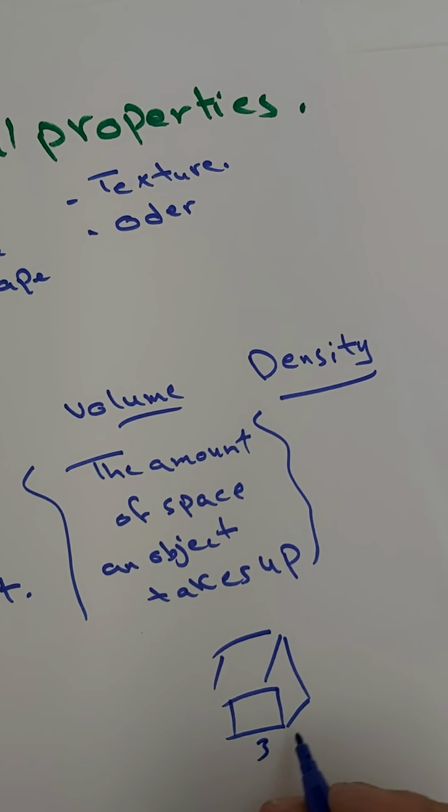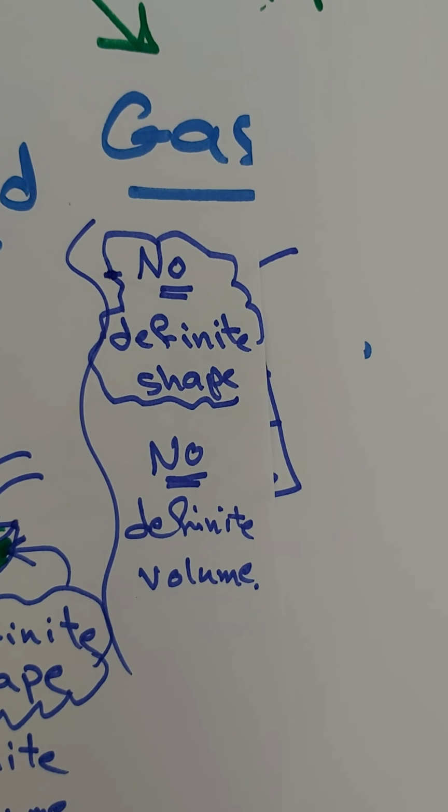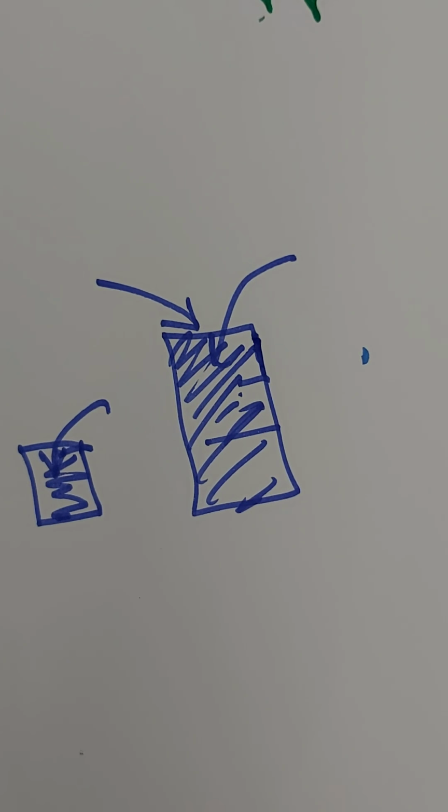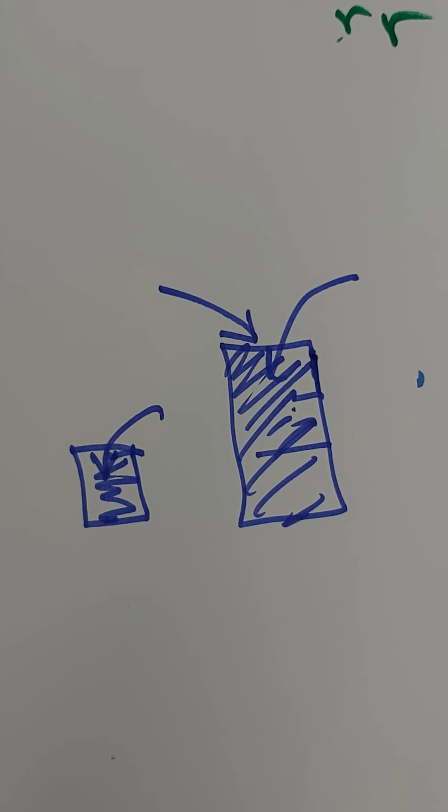So again, solids have definite shape and definite volume. Liquids have only definite volume, not definite shape. They take the shape of their container. And gases have no definite shape and no definite volume. After this, you have to solve page 375 in your book to write the state of matter.